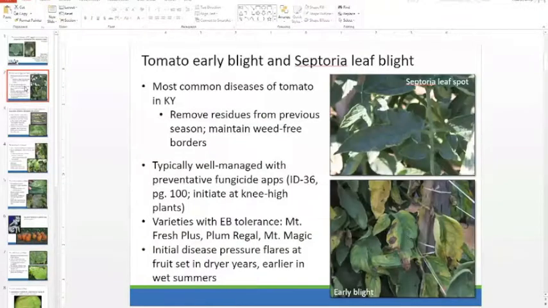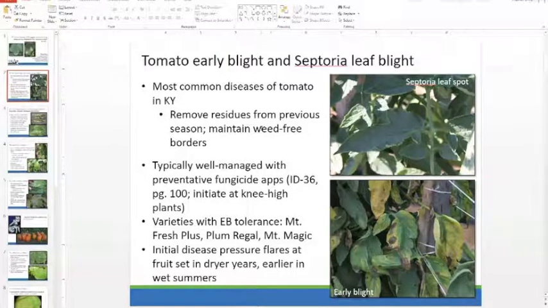The first diseases that I'll talk about occur on tomato. These are two fungal diseases, early blight and Septoria leaf blight. Both of these diseases together are the most common diseases of tomato in Kentucky. It's critical to remove residues from the previous season and maintain weed-free borders in reducing pressure from these diseases.